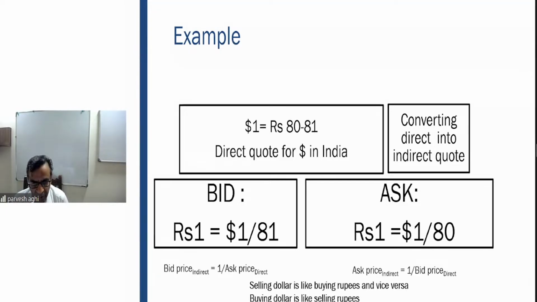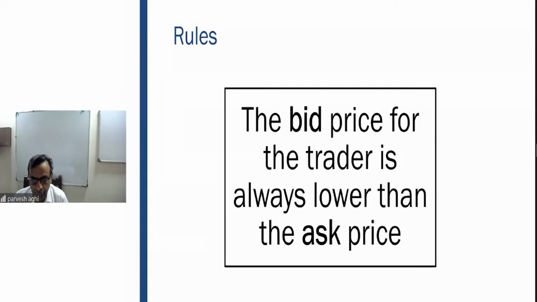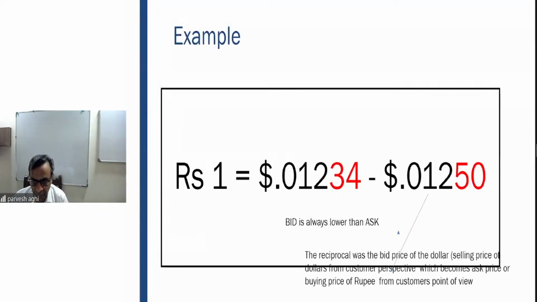So look at the screen. What I have done is just applied the formula or the rule. I have converted them into different quotes. The bid price for the trader is always lower than the ask price. So when you solve this, you will find it is coming like this: Rupee 1 is equal to so many dollars, 0.01234 and 0.0250. Now look at the pair again. The ask is more and the bid is less. Bid is always lower than the ask. So even after calculating the indirect quote, you'll find the parity has been maintained.